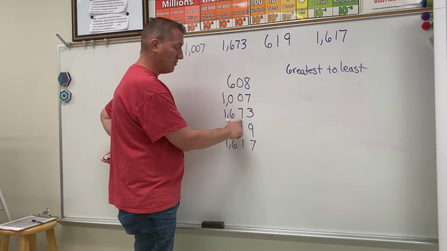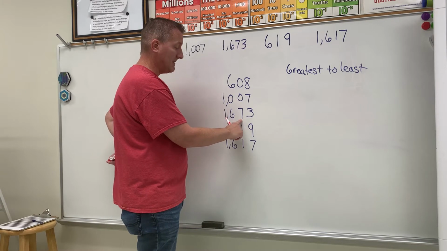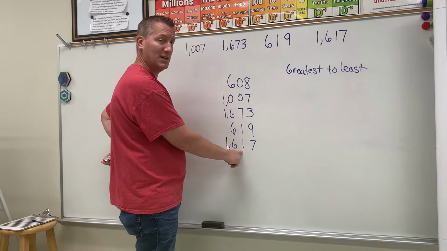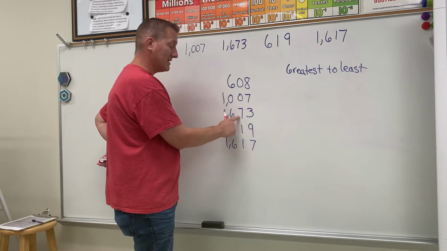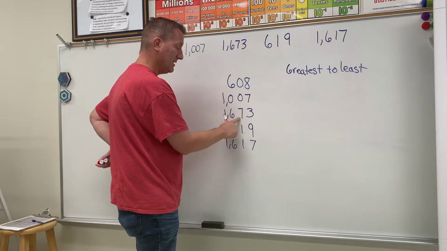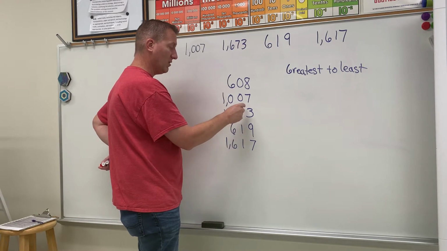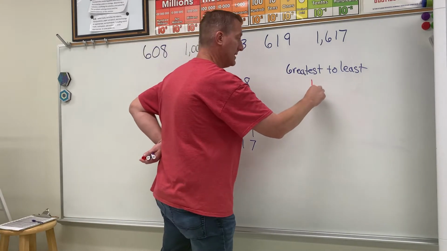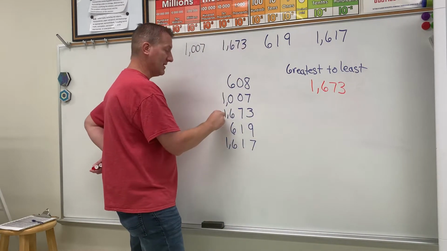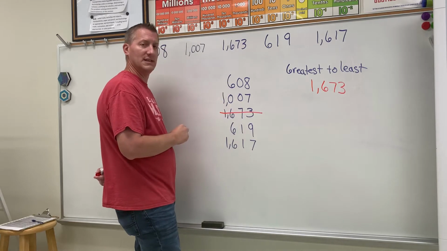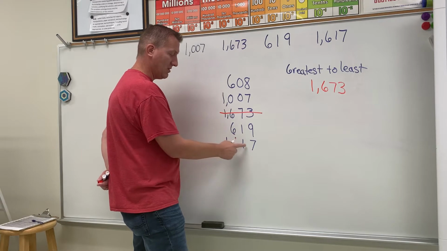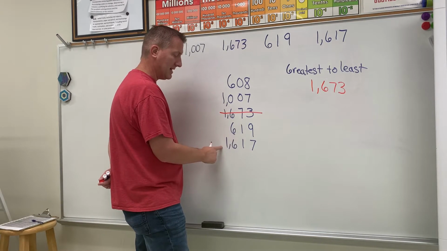So then I'm going to have to go next to the tens place, and this one has a 7 in the tens place. This one has a 1 in the tens place. So obviously the 7 is going to be greater than 1. So this number right here will go first. So I'm going to list this one over here, 1673, and then I'm going to cross it off my list. Okay, now this is the one it was competing against, this one down here. So this one would be next.